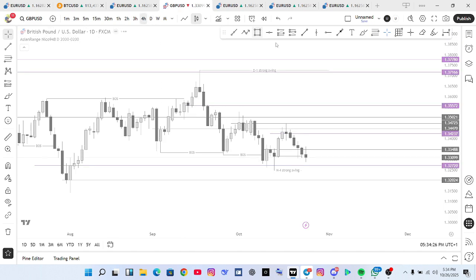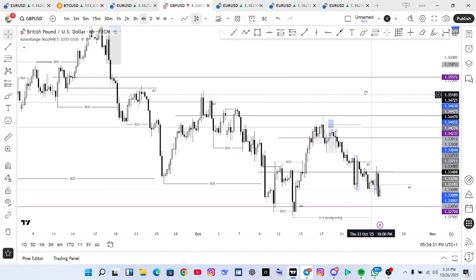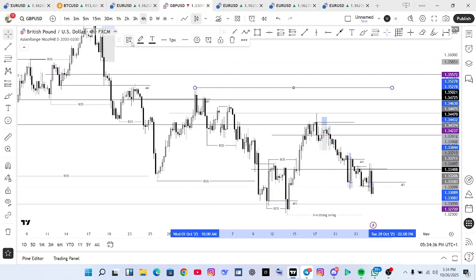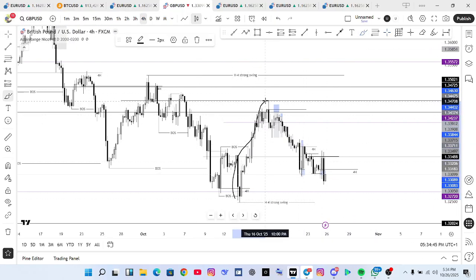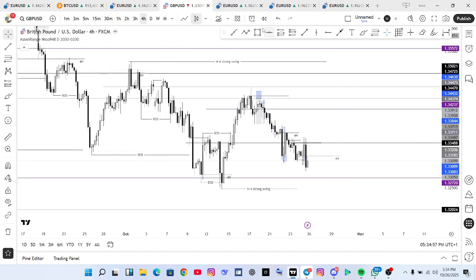So let's go down to 4 hours. On the 4-hour time frame, this is our 4-hour strong swing here. This one, 4-hour strong swing. This is our 4-hour strong swing. We have a retracement back into 4-hour key level. Now what are we expecting? We are still expecting price to break down here. So price is still a bit bearish on GBP USD.